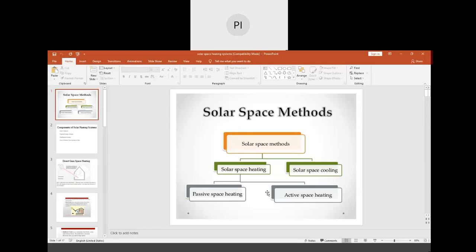Today we are going to discuss solar space heating methods. There are two types: one is passive and another is active. Similarly, there is solar space cooling. For solar space heating, there are two methods, passive and active.